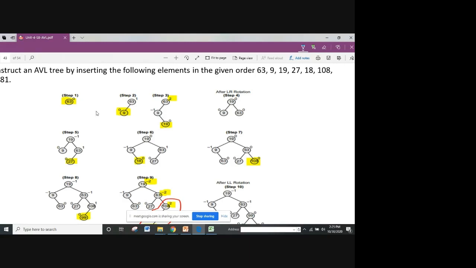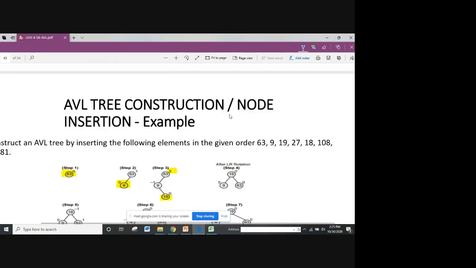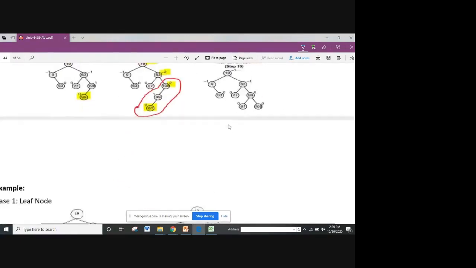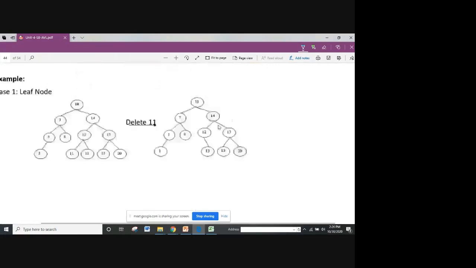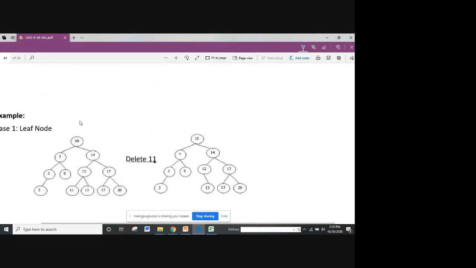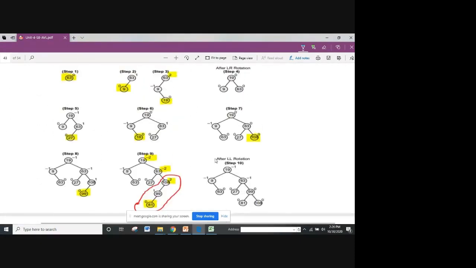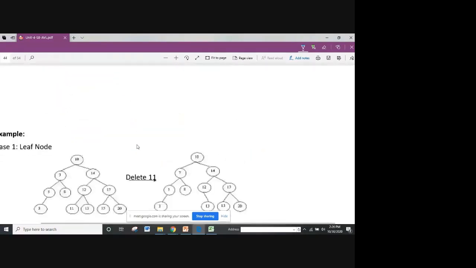But that is for a binary search tree. For AVL, each time you remove, you have to check the balance factor also. This is the only difference. So construct an AVL tree in the order. I have already taught you one example. This is another one, you can go through this example. Another same example. Deletion alone, I'll tell you now. Second example, that you can see.